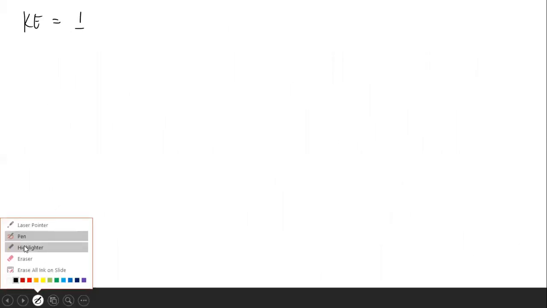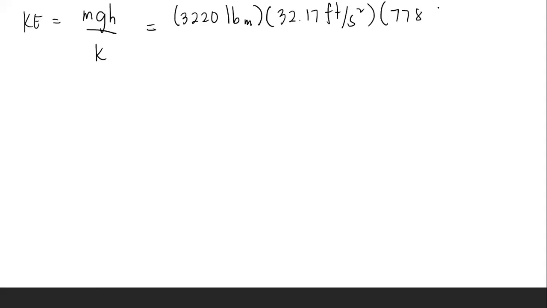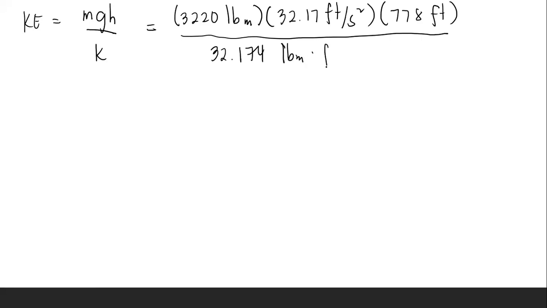We can use your KE is equal to 1/2 mass times gravity multiplied by the height times K, the proportionality constant. Your mass is 3,220 pound mass times the gravity of 32.17 feet per second squared and the height of 778 feet, over your K, 32.174 pound mass times feet per pound force second squared.